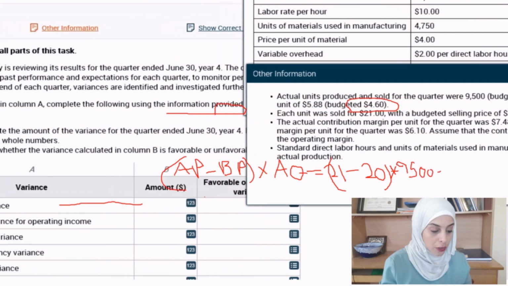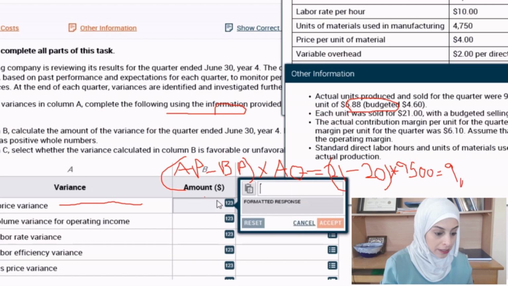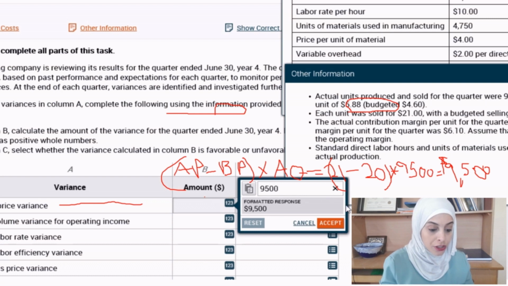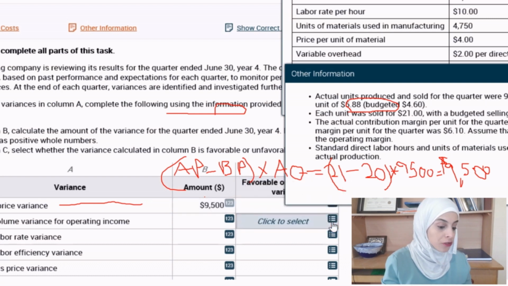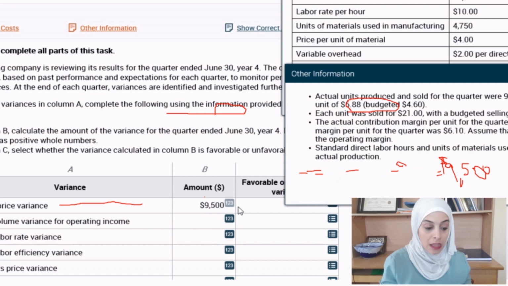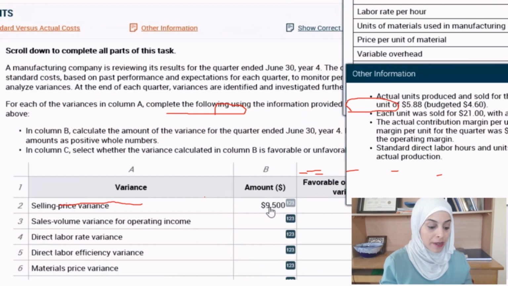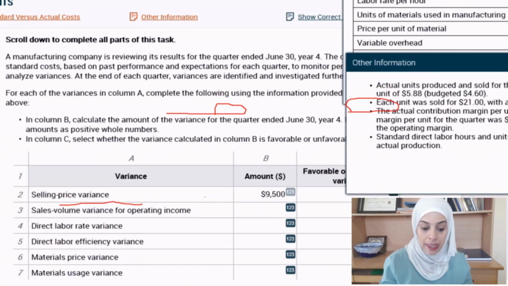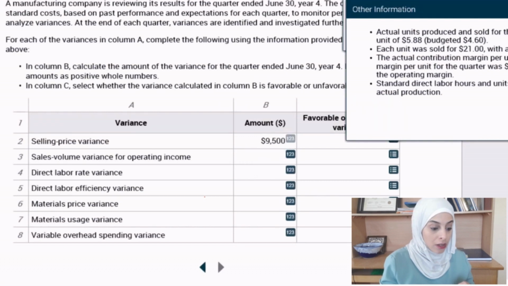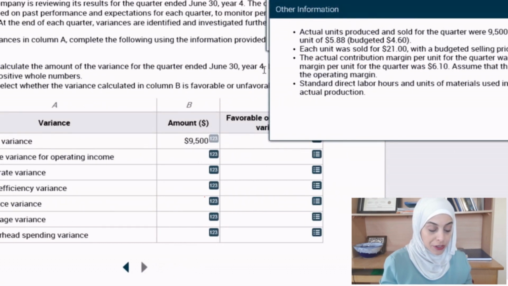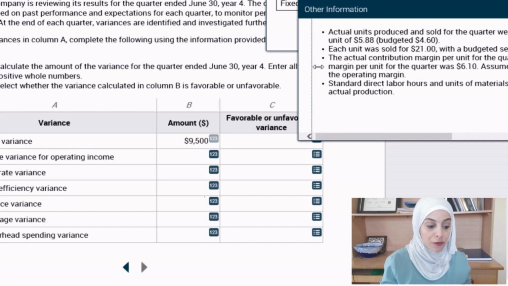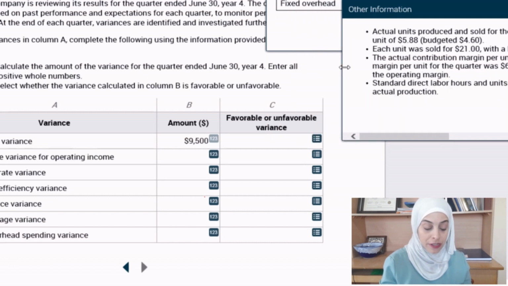$9,500. So here we just come to the amount, click the cell and enter the amount $9,500 and press accept. As you see, the cell automatically formats the amount and puts the commas and rounds it. And concerning cell C, we should determine if it was a favorable or unfavorable variance. And here the answer is favorable, absolutely favorable.